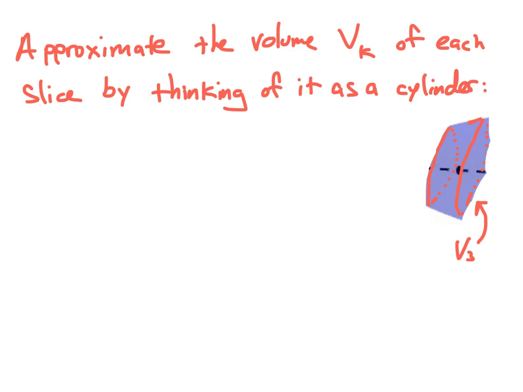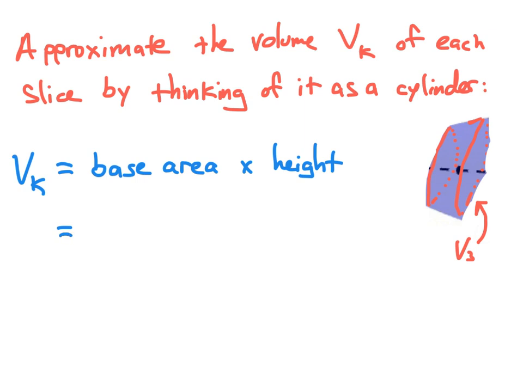And so what we're going to do is write that the volume of our kth cylinder, V sub k, we know it's going to be the base area of our slice multiplied by its height. Now, we don't know the base area of the slice because each slice will have a different base area. But we know that if we look at one of the bases of our slice, we know that we have an area. It's some number. We just don't know what it is.